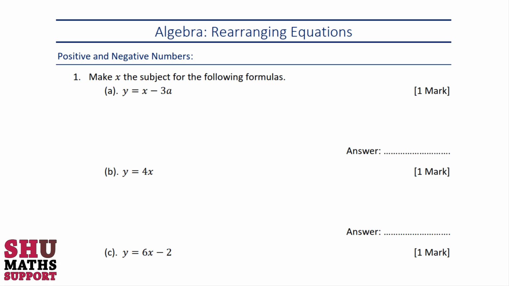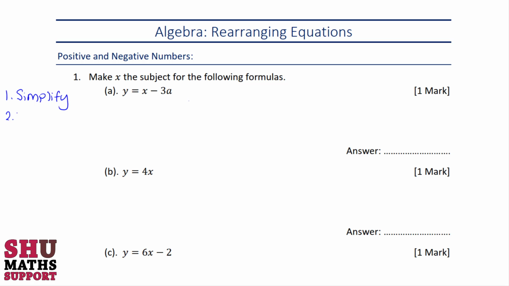The first question asks us to make x the subject for the following formulas, and the first formula is y equals x minus 3a. Whenever I have to rearrange an equation I always think of three steps. Step 1 is to simplify what I have. I look at both sides of the equal sign and ask: can I make this any simpler? Can I expand any brackets? Are there any like terms I can collect together? If not, I move on to step 2.